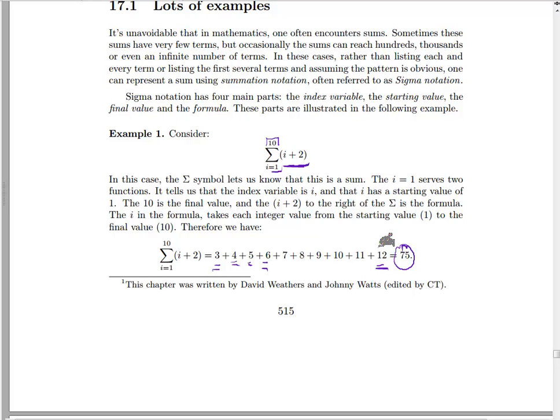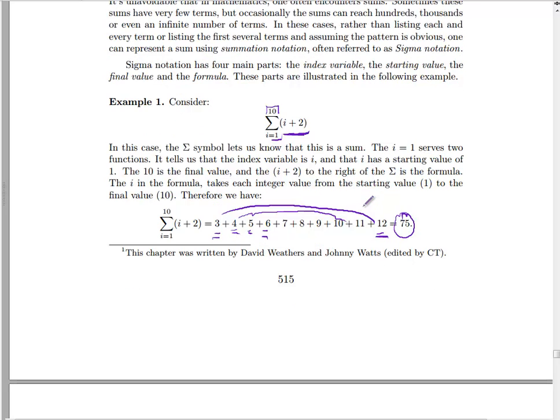Now, you can sum it up the long way. We'll see later that there's a faster way to sum these things up. You may know the trick about how to sum these up. You sum the first and the last, and the second to last, and so on. But let me not talk about that trick now. Let's focus on the notation.